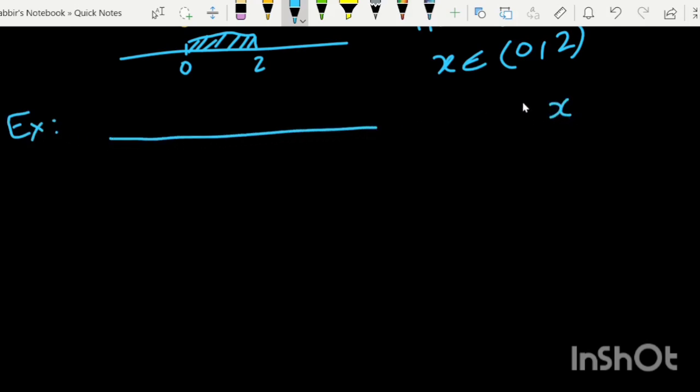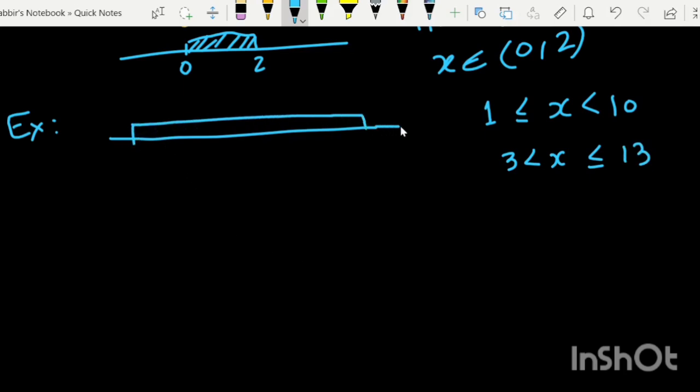x belongs to 1 to 10, x belongs to 3 to 13. So 1 to 10 I will plot here. Here I will plot 1. Here I will plot 10. And 1 is included, so I will place a dark circle here.